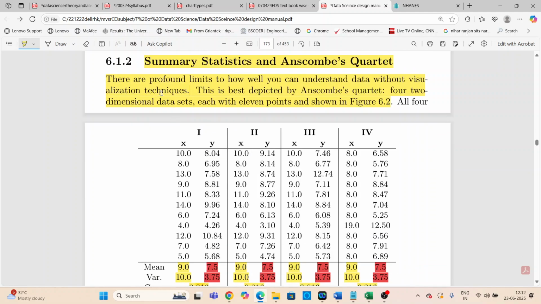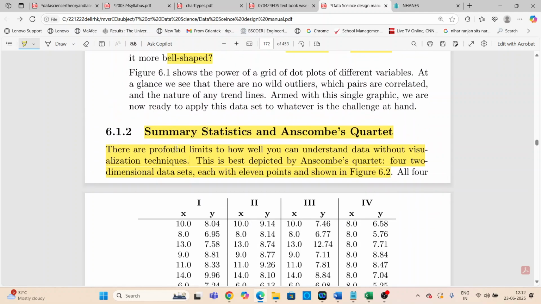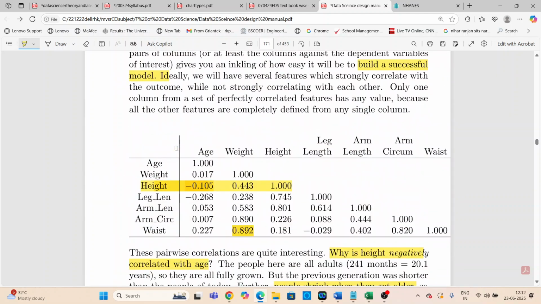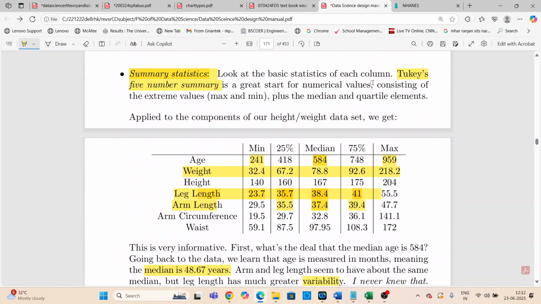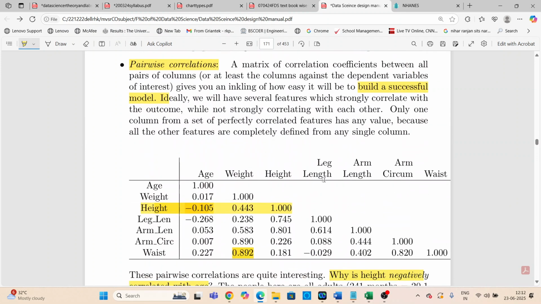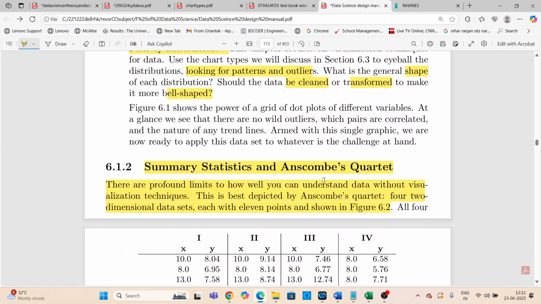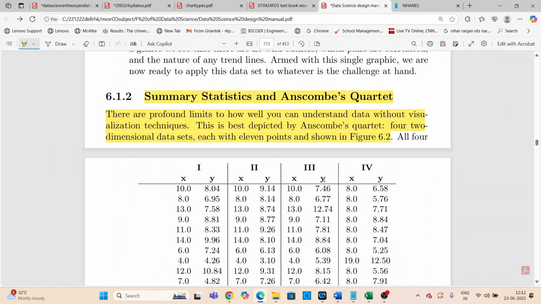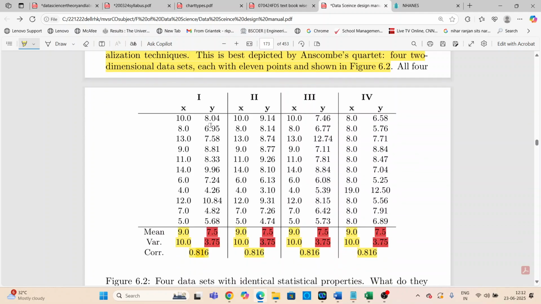Similarly, we are speaking about summary statistics. When we spoke about summary statistics, we spoke about this Tukey's 5-number statistics, which gives the minimum value, maximum value, first quartile, third quartile, maybe the median or the mode or the mean kind of value. So similarly, you have something called Anscombe's quartet.